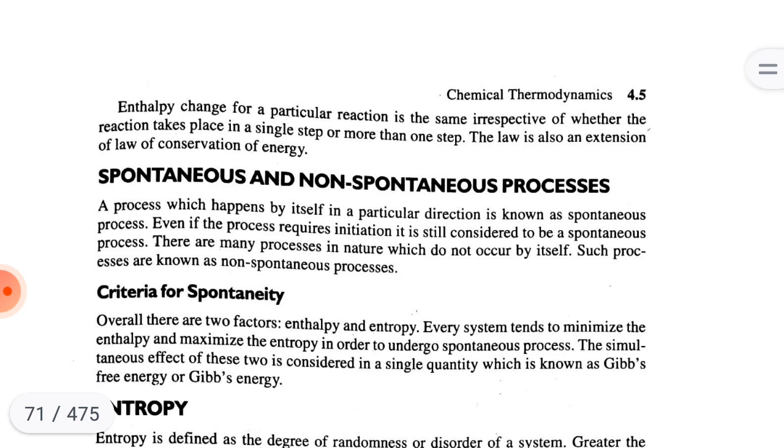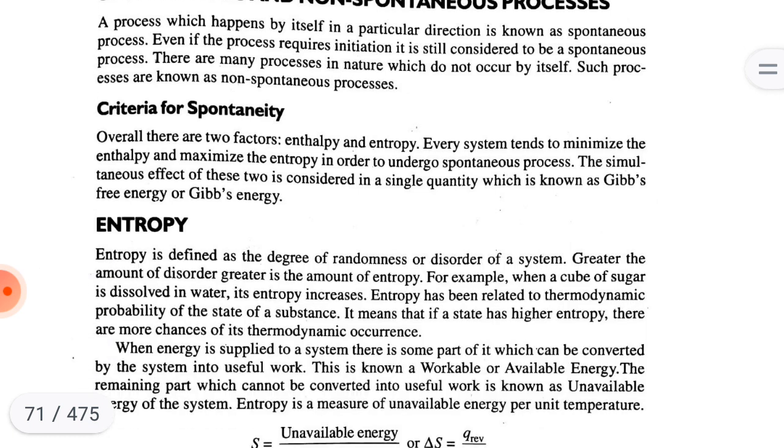Spontaneous and non-spontaneous process. A process which happens by itself in a particular direction is known as a spontaneous process. Even if the process requires initiation, it is still considered to be a spontaneous process. There are many processes in nature which do not occur by themselves. Such a process is known as a non-spontaneous process.